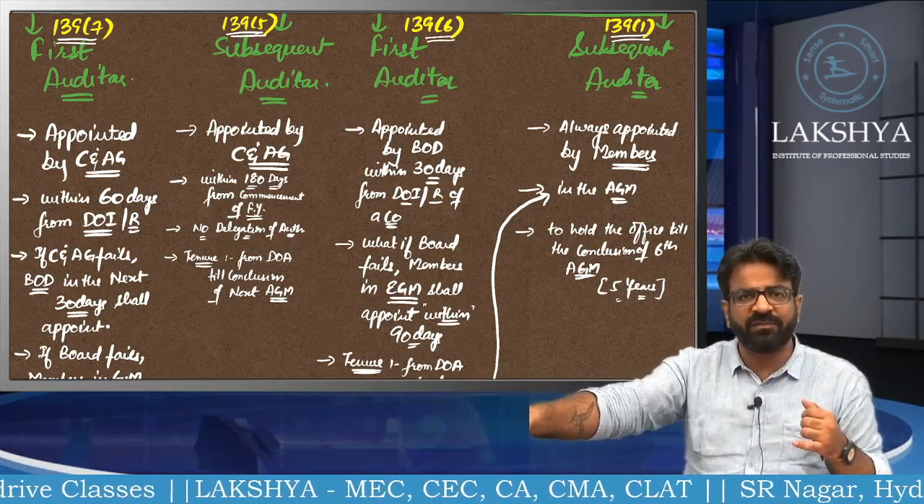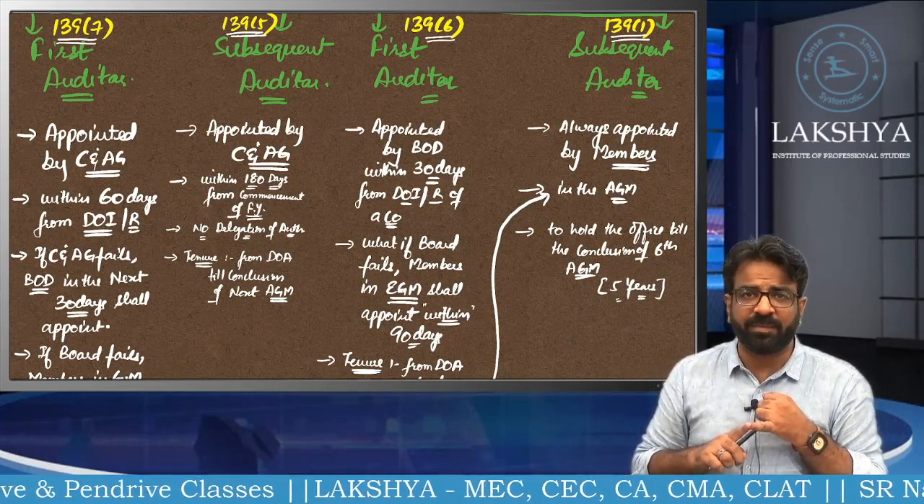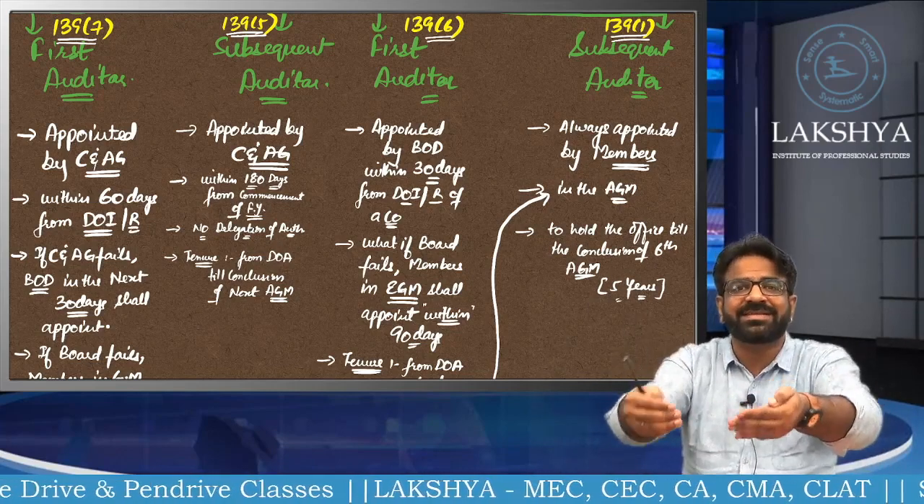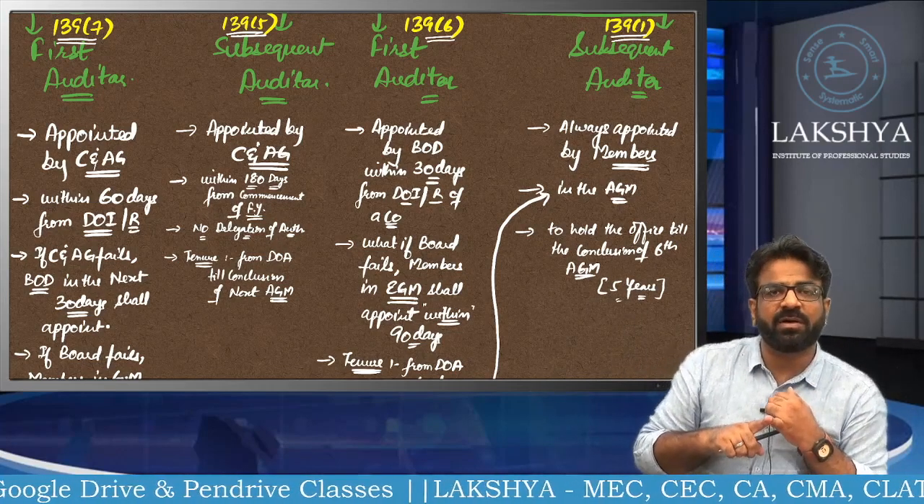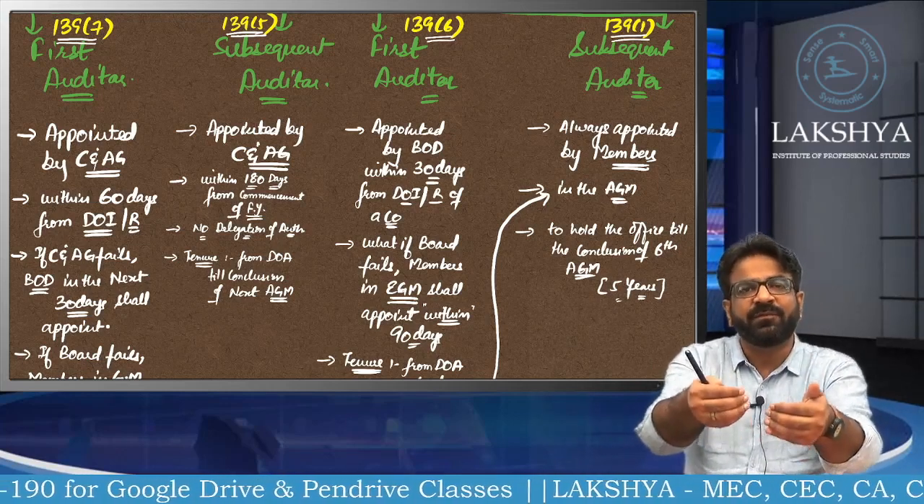So tell me, what was the tenure of the first auditor of a government company? Till the conclusion of first AGM. What was the tenure of the subsequent auditor of the government company? Till the conclusion of next AGM. What was the tenure of the first auditor of a non-government company? Till the conclusion of first AGM.